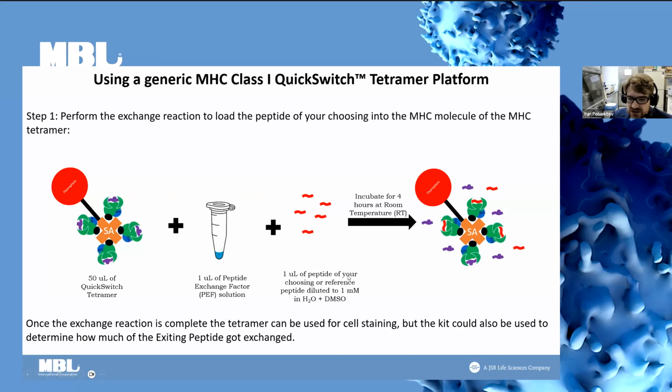But the exchange reaction can handle up to 10% concentration of DMSO in the final exchange reaction without any difficulty. Let the peptide exchange take place for about 4 hours at room temperature. And at this point, the tetramer is ready for cell staining. However, if you want to know the effectiveness of the peptide exchange, then you have to proceed to the next step.